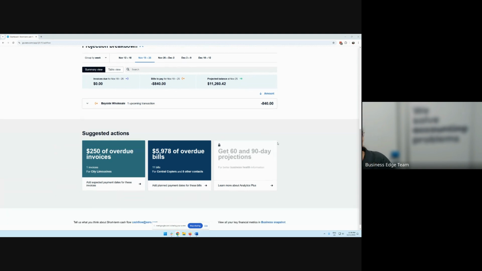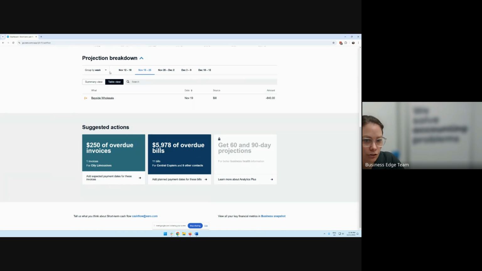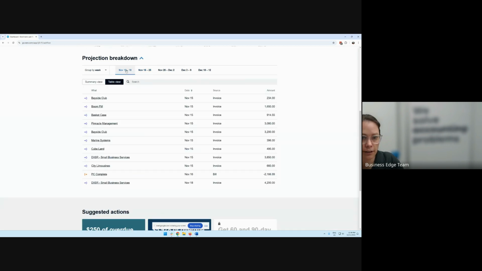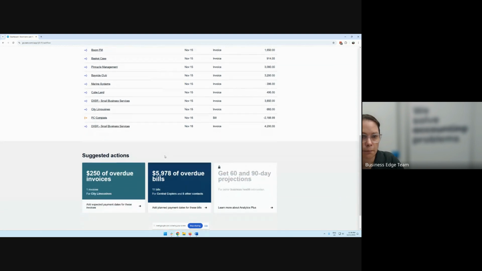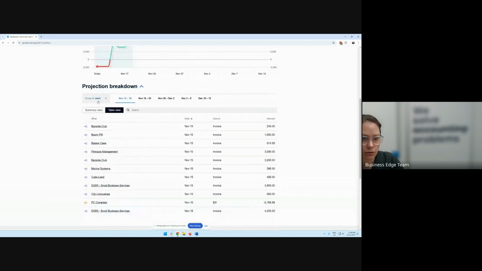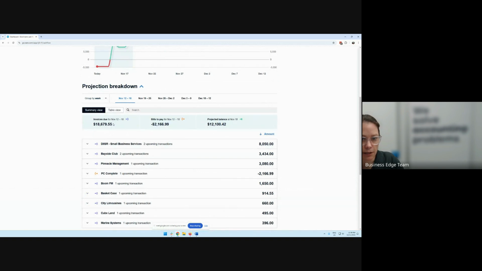There's also another view you can do, so you can do a table view as well of it, or you can just do the summary view of it as well at the top.